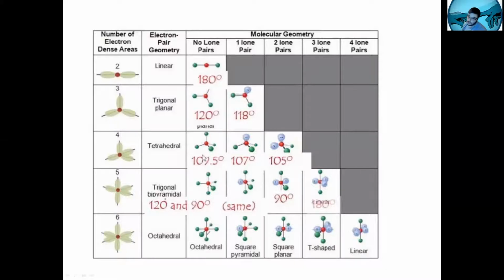Octahedral, 90 degrees in all directions. 90 degrees like this from the bottom and the sides, and also the sides, it's a square, so it's just 90s between them. Okay, very simple. And square pyramid is obviously the same thing. Square planar, T-shape, linear, those are very easy to figure out. So I recommend memorizing some of these as well.